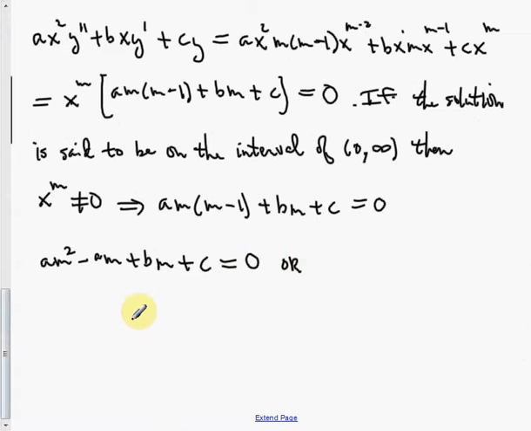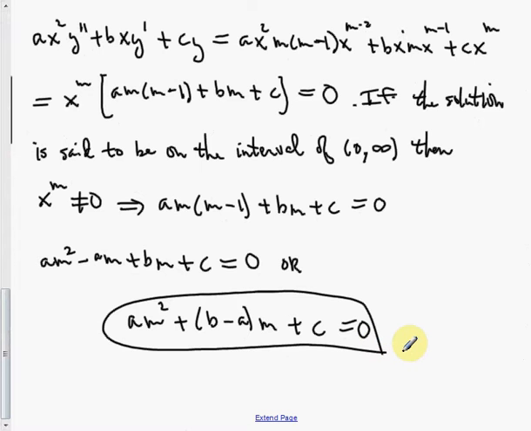Or you can write it like this: a m squared plus parentheses b minus a times m plus c is equal to 0. What does that look like? A quadratic equation, right? This quadratic equation has 3 possible solution types, very similar to our skeleton model before. We talked about distinct roots, repeated roots, and complex roots. We use the same argument, but the solutions look a little bit different because we have these x to the m terms instead of e to the mx terms.